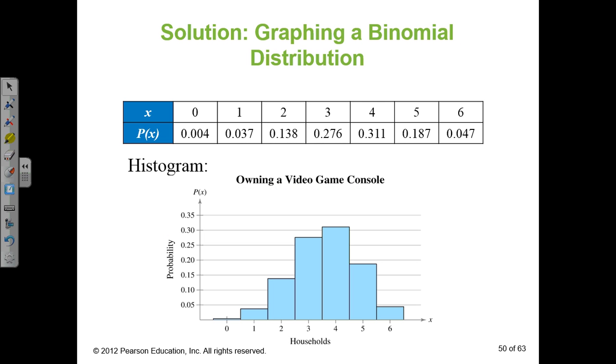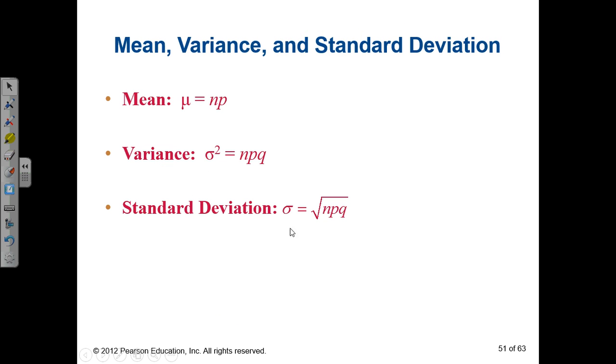We can also graph this, and this is the histogram that matches that binomial distribution. We're going to look at the mean, the variance, and the standard deviation. If we know that the probability distribution is a binomial probability distribution, we do not have to use that very messy formula that we did in section 4.1. It turns out the mean of a binomial distribution is just n times p. The variance is n times p times q. And the standard deviation is the square root of the variance.